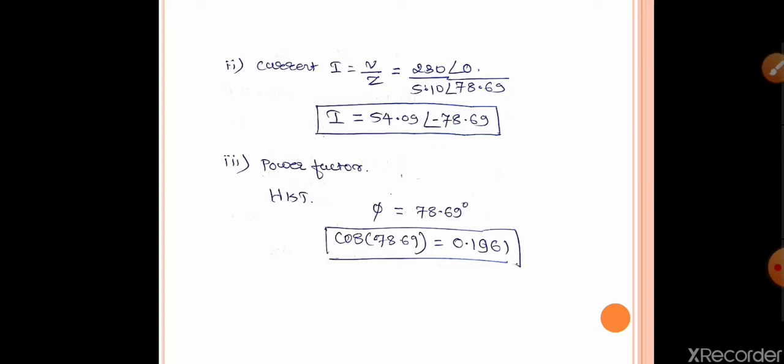Current: we know current I equal to V by Z. So 230 at an angle 0 divided by 5.10 at an angle 78.69. So I, you will get 54.09 at an angle of minus 78.09. Next is power factor. As we know, angle phi is 78.69 degrees, therefore cos 78.69 is equal to 0.1961, which is the power factor.